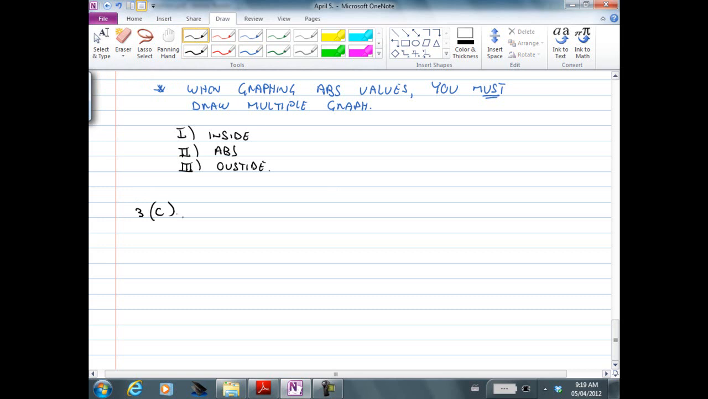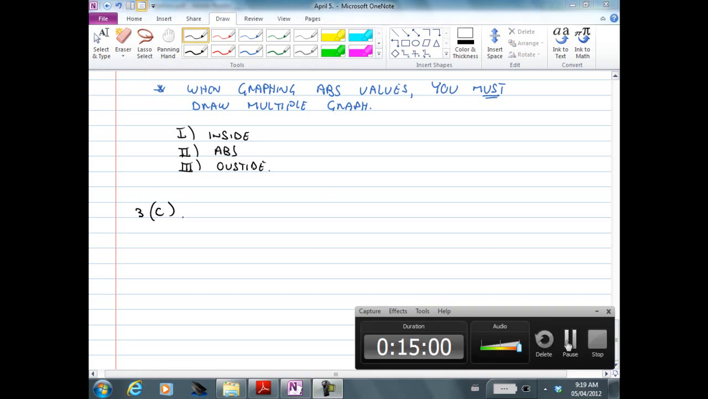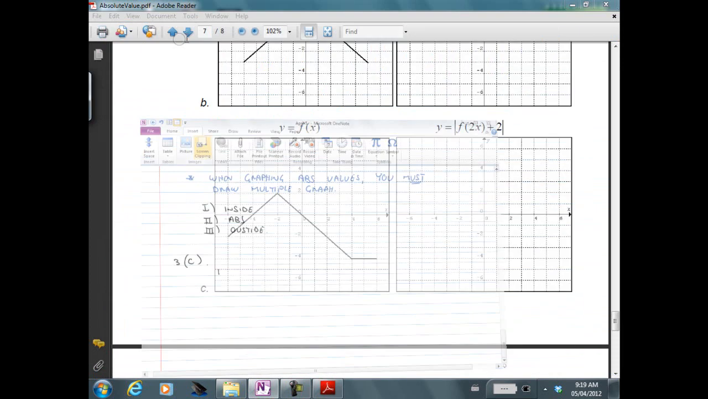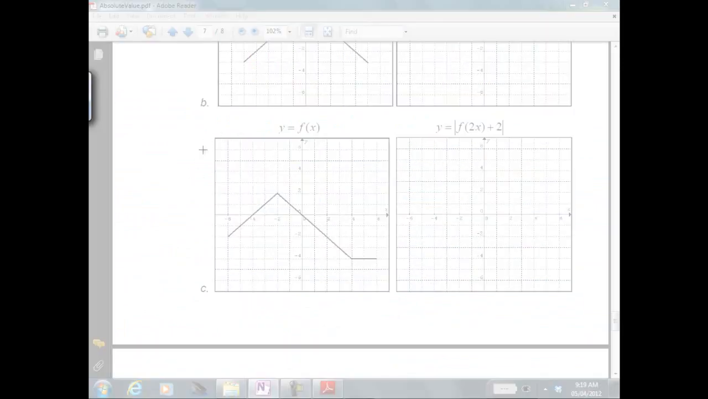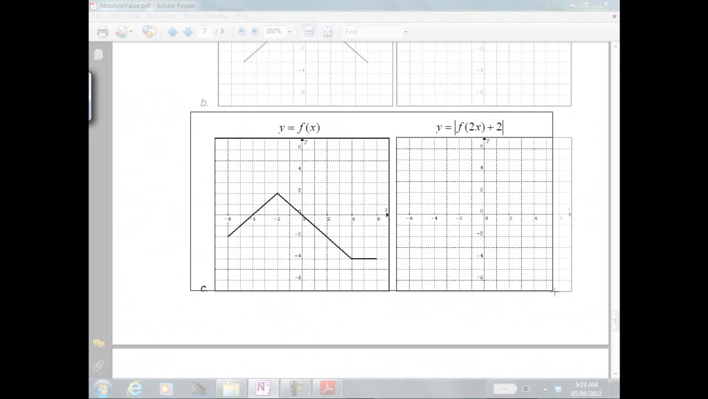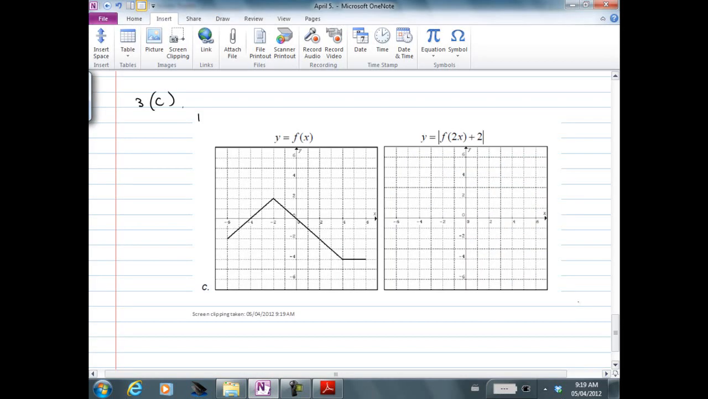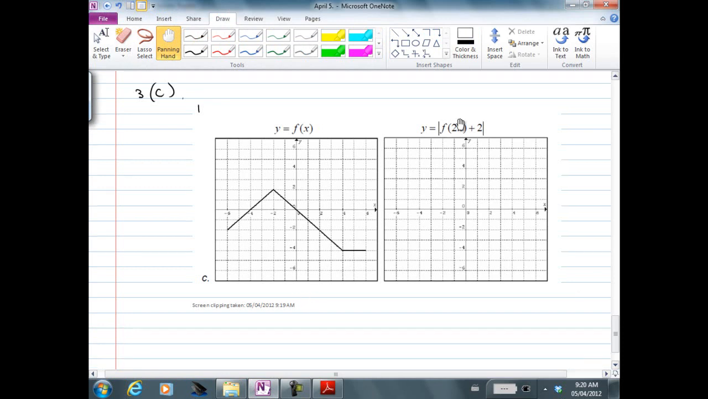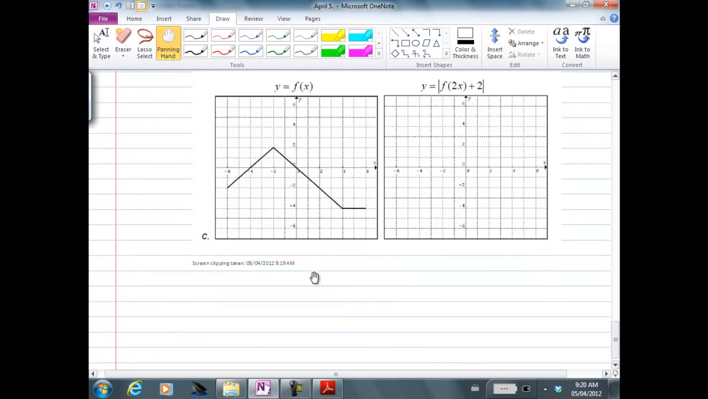3C. The first key thing is I'm going to pause it and go load up 3C. So I'm working with 3C right now. And this is your graph. First thing is I want you to write in English what happens inside right now. See, I start with inside first. I'm going to go inside.